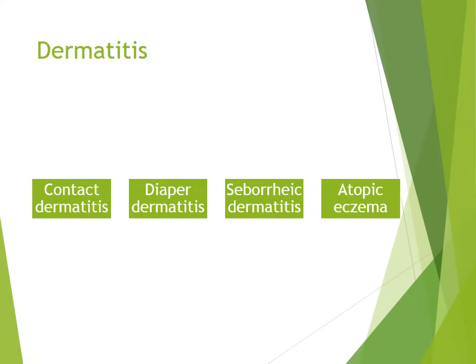Let's talk about dermatitis. More than half of dermatologic issues in children are forms of dermatitis. There are 4 common types of dermatitis in children. There's contact, there's diaper, there's seborrheic, and there's atopic.